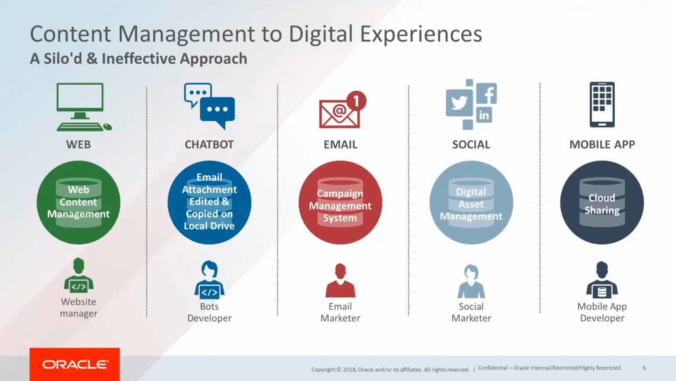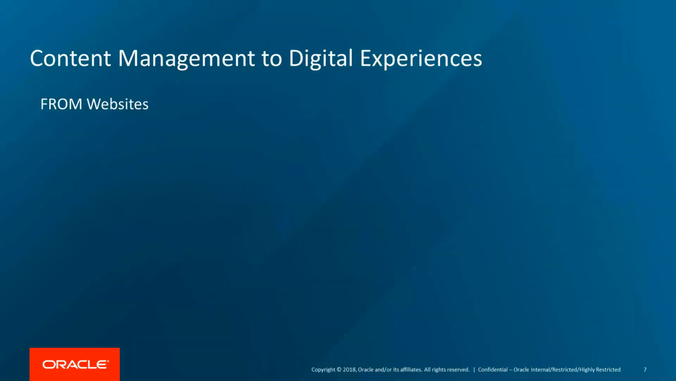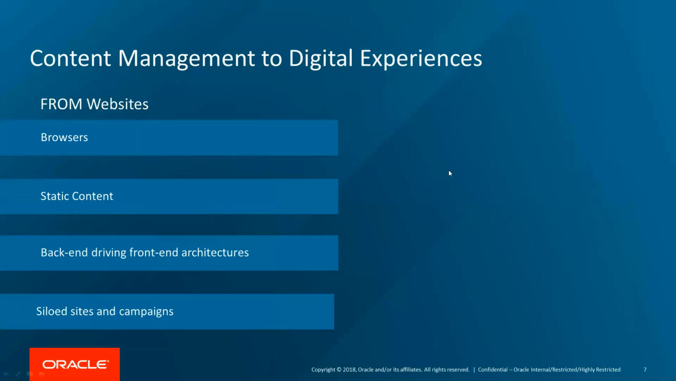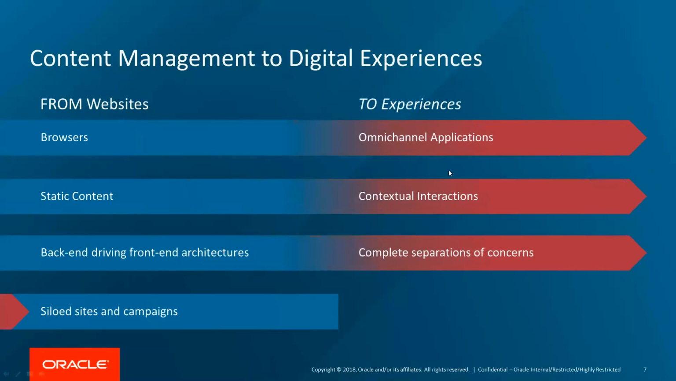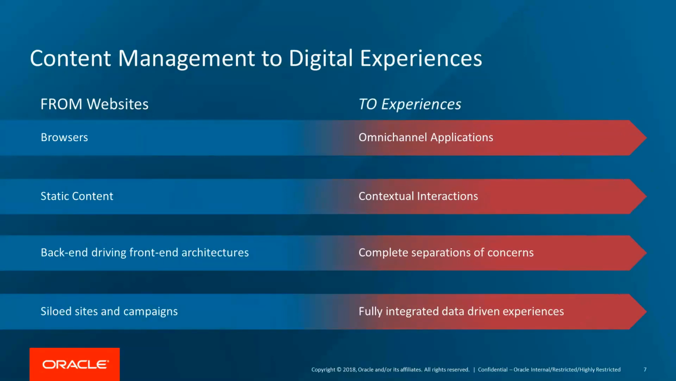So the way that we look at it is really the shift from content management to a digital experience. Next slide. And you can click through. So we look at it from this transition of just a website to experience. So we're talking about browsers to omni-channel applications, from static content to very contextual interactions, from that back end driving the front end architecture to a true complete separation of those concerns, and then a siloed site and campaign to a fully integrated data-driven experience.